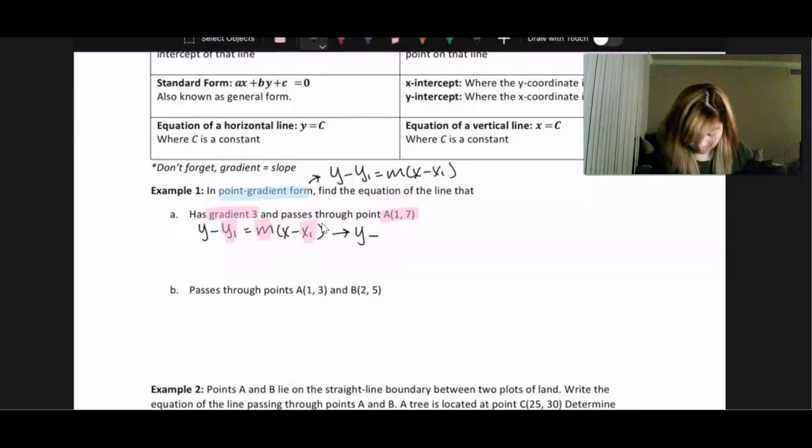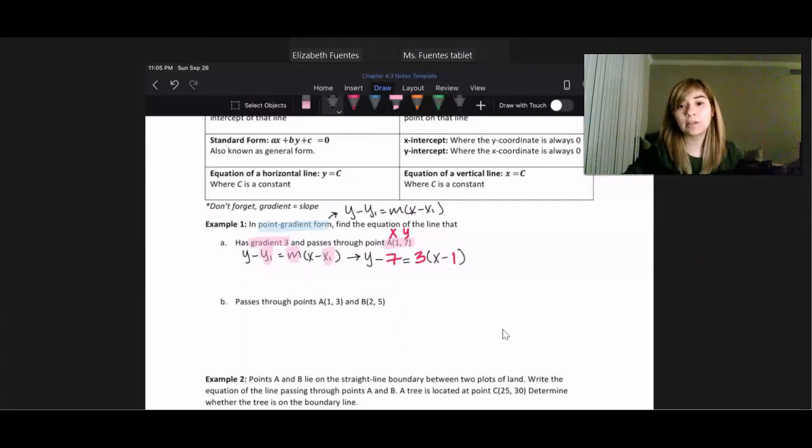So we have y minus my y1, which, remember, we write points as (x, y), so my y1 is 7, equals m, my gradient, which they told me was 3, times (x minus x1), which for my point A is 1. So you'll notice at this point, you're done. It's in point gradient form. You don't have to do anything else. You know you have your equation in point gradient form when you just have an x and y and the point is filled in and the gradient filled in.